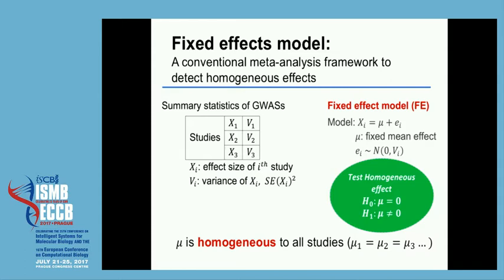The fixed effect method is a conventional meta-analysis framework to detect a homogeneous effect. It can combine multiple GWASes using only summary statistics, such as X as the effect size of each study and V as the variance of each X. In the model, the observation X is the summation of the mean effect mu and the random error term E, where E follows the normal distribution with mean 0 and the within-study variance V_i. It tests the homogeneous effect by assuming the hypothesis of no association, and it tests if the mean mu is non-zero. And mu is homogeneous across all studies in the fixed effect model.